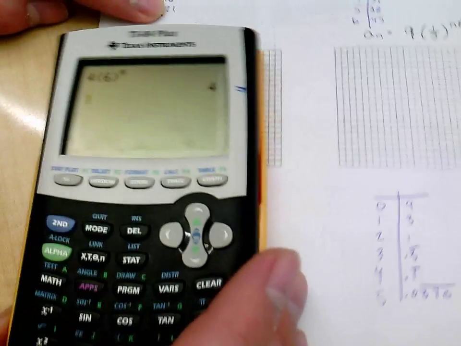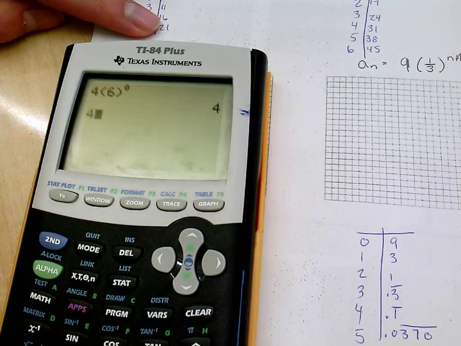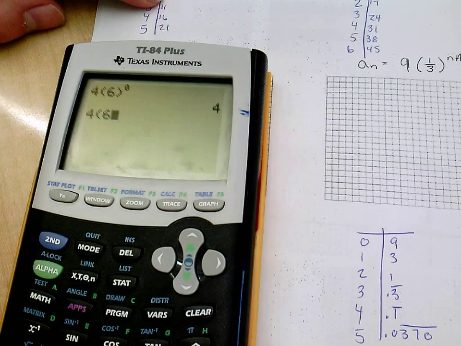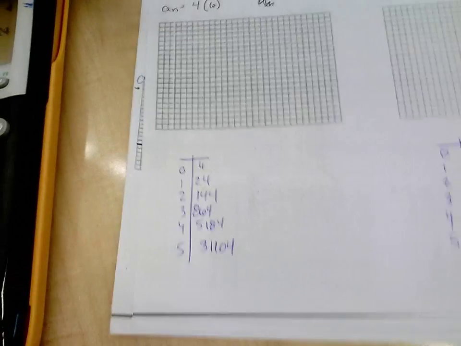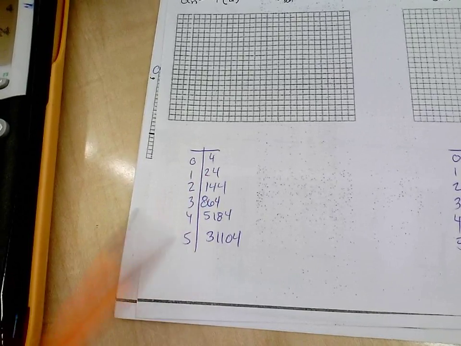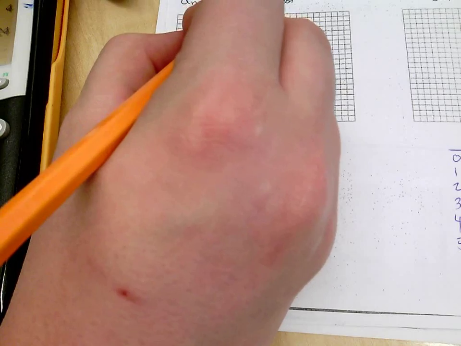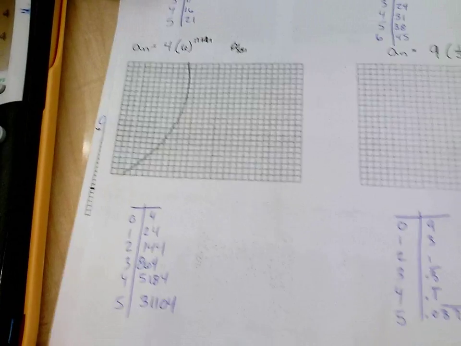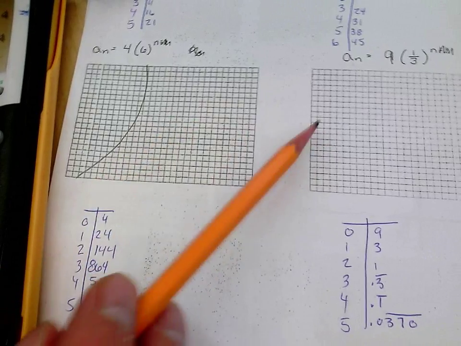If I do the same thing with 1, 4, 6, caret key, 1, it's going to give me 24, which is what I wrote down right here. If I keep doing this, this is what it's going to look like. And remember, these are what geometric sequences look like. And they're going to be curves. For both of these, they're going to be curves.